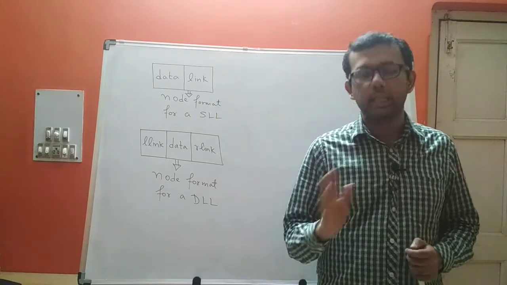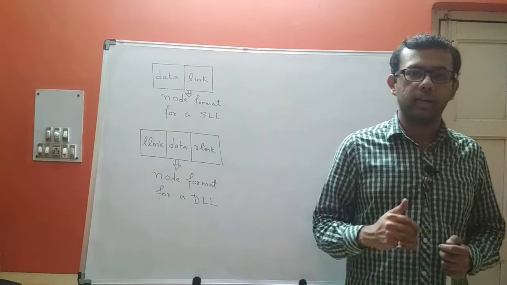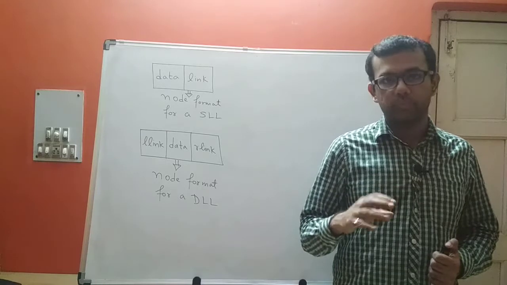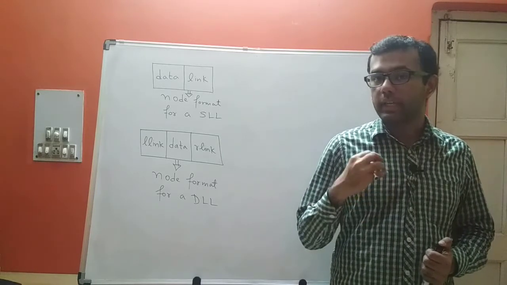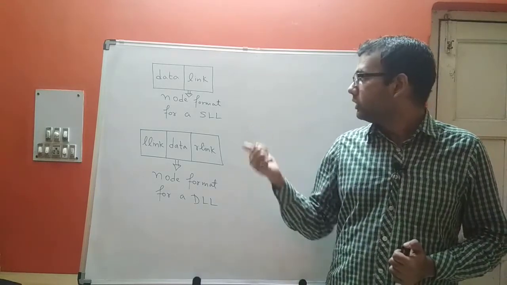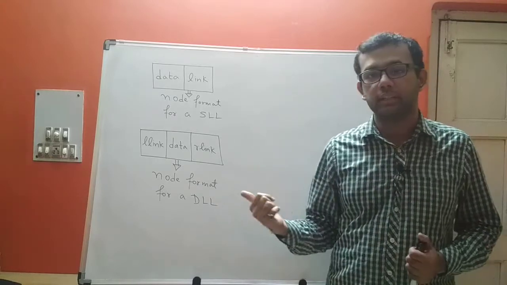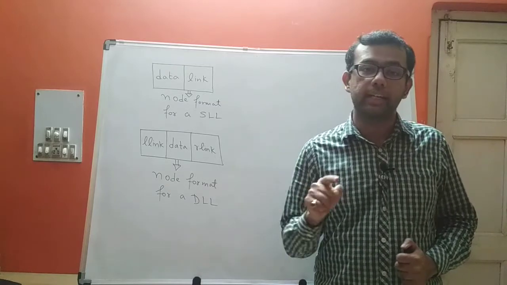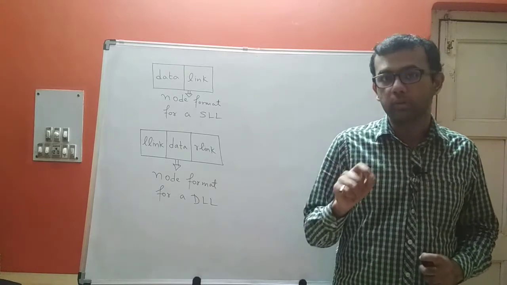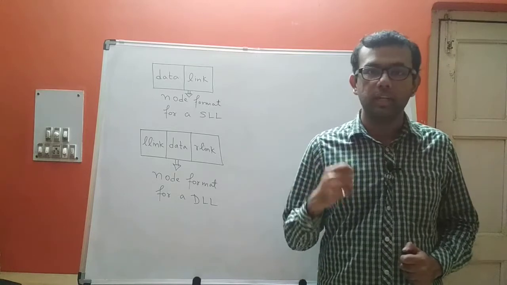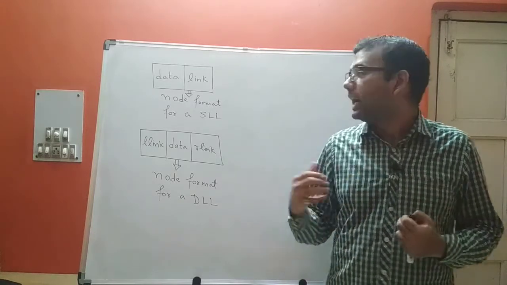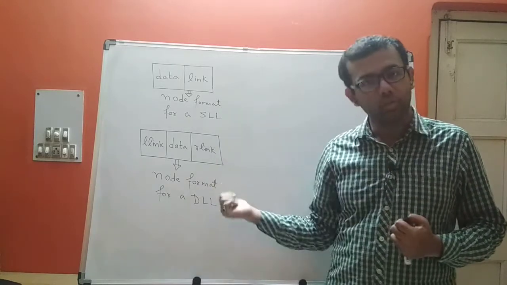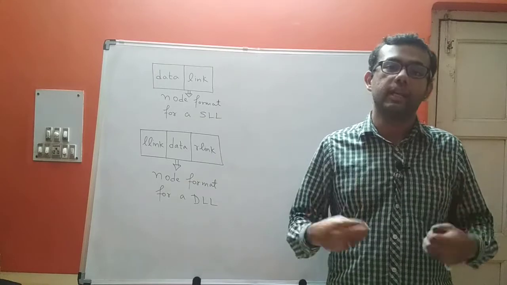Pause the video, think about it for a moment, and then come back, okay? So I hope you have thought about it. Now the answer is no. Using the built-in data types, we cannot create a node for a single linked list or for a doubly linked list. So what is the solution? The solution is, you have to come up with a data type of your own which will help you to represent nodes. Since using the built-in data types, I am not able to create any of the node formats shown here, I need to come up with a data type of my own.